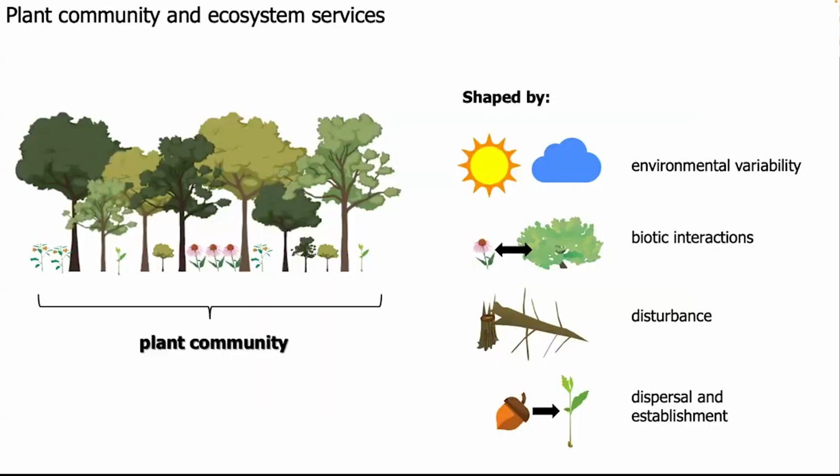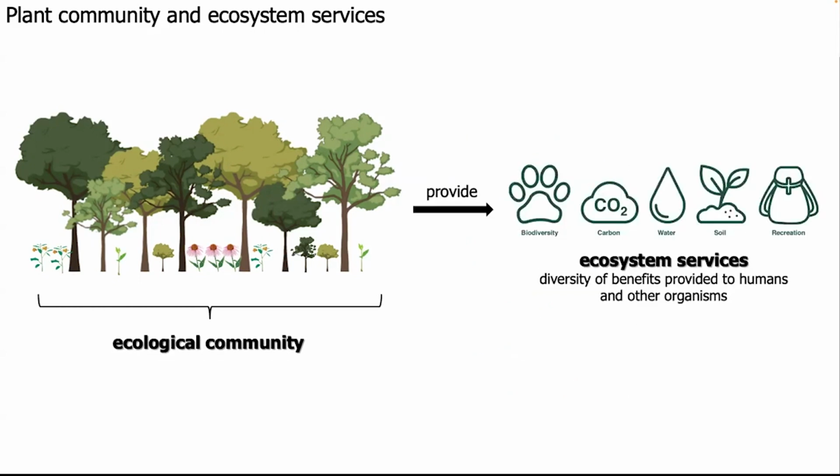Starting off, when we think about plant communities, a plant community is a group of plants interacting with each other, with the environment, and with all the other organisms in that community. We can think about the assembly of these communities, how they get into the shape they're in. They're shaped by environmental variability, biotic interactions, disturbance, dispersal, and establishment. All of these are key processes that lead to our plant communities being the way they are, and they provide a lot of processes and functions that we are really aware of.